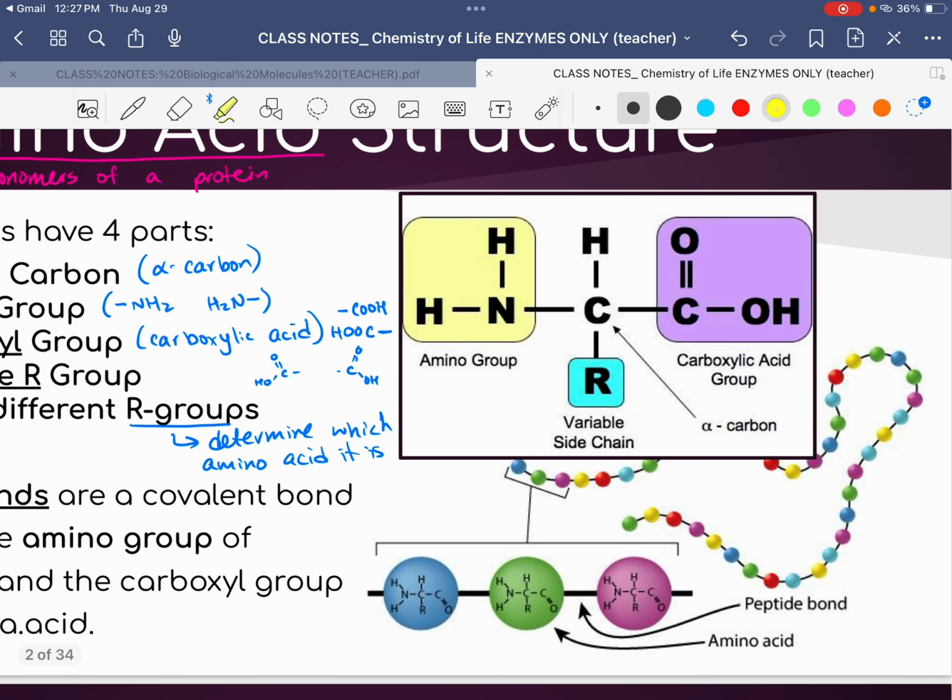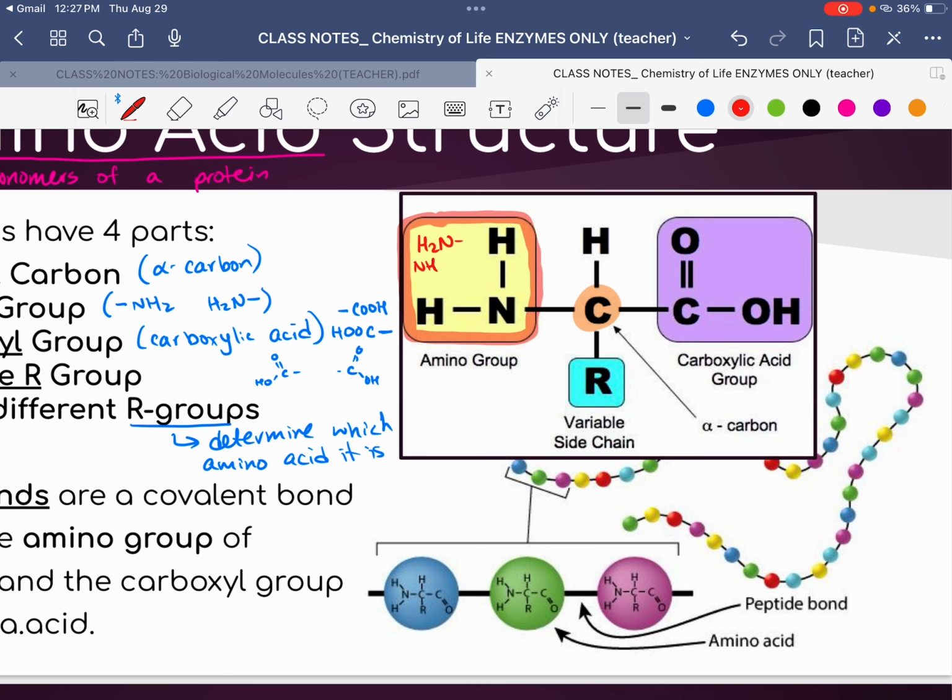So here you can see the different parts. Here's the central carbon. And then over here, this is the amino group. It's got a nitrogen and 2 hydrogens, right? So this is that NH2 group that we were talking about. And since it's on the left of the central carbon, this would be the H2N group, or the NH2 group if it was on the other side.